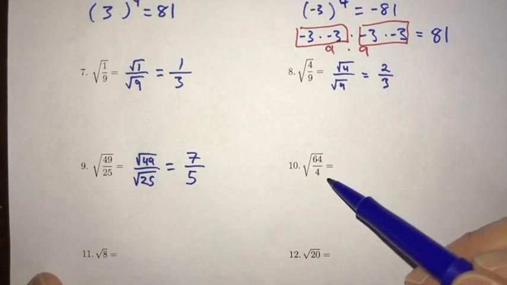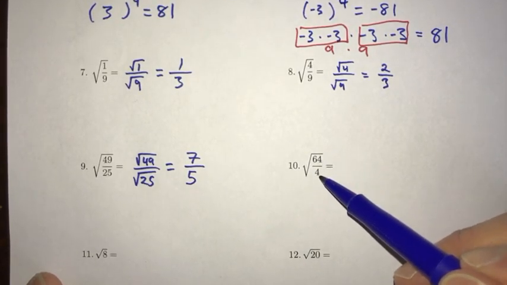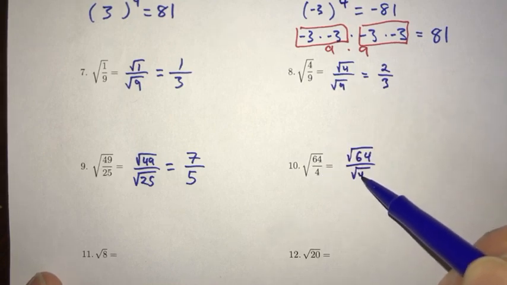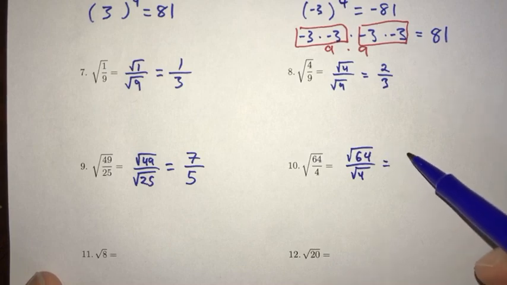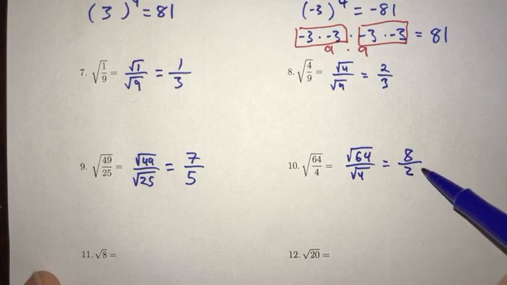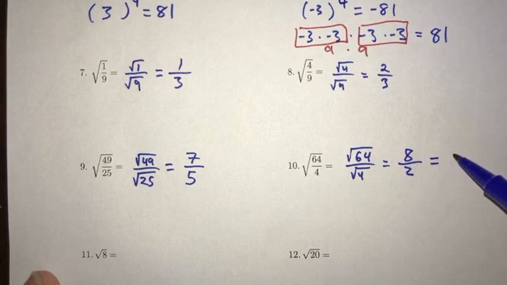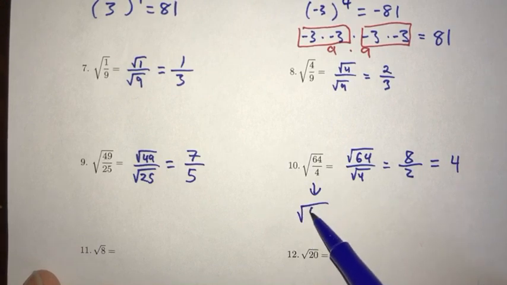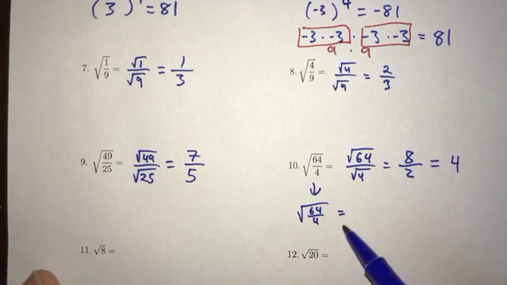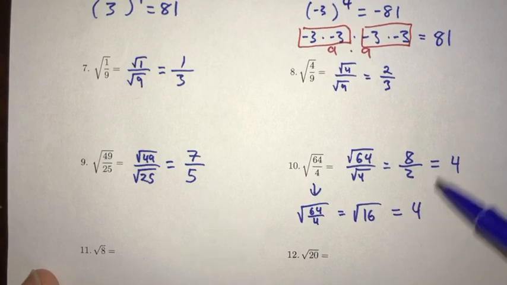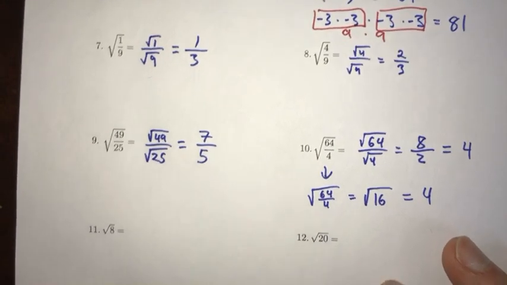Now here, we could do the square root of the top and the square root of the bottom. Let's look at what that would look like. Square root of 64 over the square root of 4. Square root of 64 is 8, because 8 squared is 64. Square root of 4 is 2. But look, we have 8 over 2. This can actually be simplified to be 4. Another option here would have been to simplify inside first. If we do 64 divided by 4, we actually get 16 inside there. And then the square root of 16 is, of course, 4.